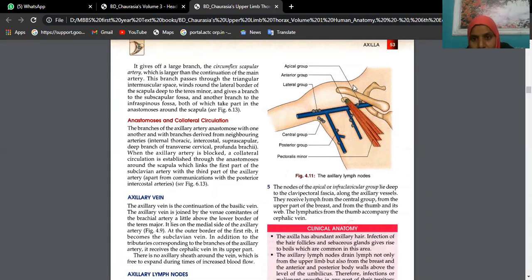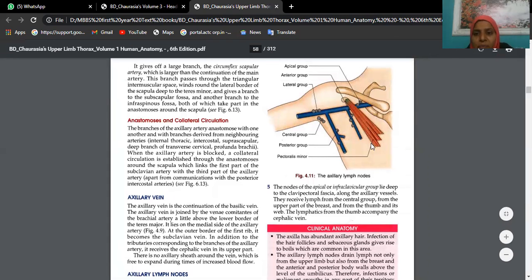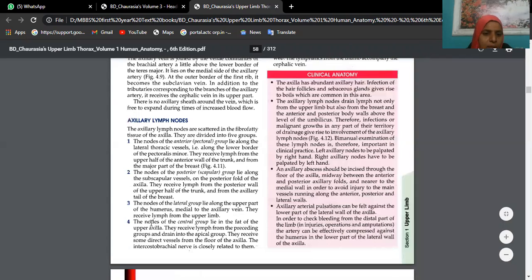As you go much deeper inside, we have the apical group of lymph nodes. That means the lymph which is draining from the lateral thoracic and thoracodorsal group of lymph nodes, that is anterior, will move to posterior, posterior to central, central to lateral, lateral to apical. Finally, the whole of the lymph we know is draining into the thoracic duct. So these are the groups of lymph nodes. Very simple. You have few points only. Just practice the diagram. You will understand.